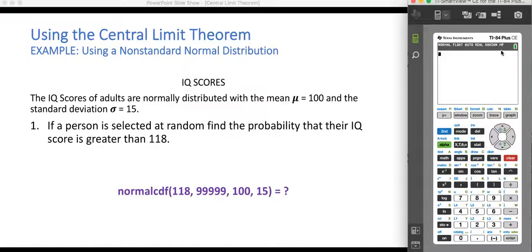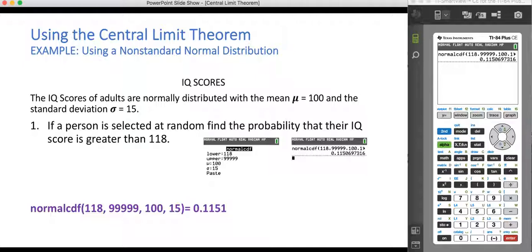So I'll use my graphing calculator in the normal CDF function. The lower bound, remember we want them to be greater than 118, so the lower bound is 118. The upper bound is positive infinity, so we're going to use 99,999. The mean is 100, and the standard deviation is 15. And the probability of this is 0.1151 approximately.